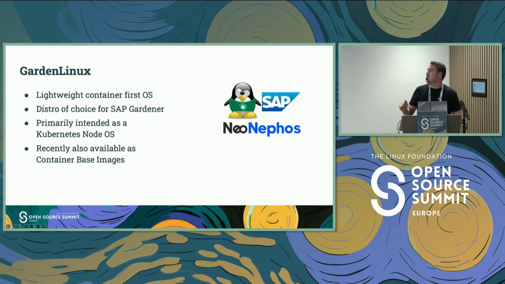So I just mentioned Garden Linux a second ago. For those of you that don't know that yet, that's our lightweight container-first open source distribution based on Debian. It's primarily intended as a Kubernetes Node OS, and it's the main distro of choice for SAP Gardener workloads. But since recently, we've also made it available as container-based images. And Garden Linux is also part of the NeoNephos Foundation. If you want to know more in general about NeoNephos, there's actually a panel discussion on that tomorrow, so I'd highly encourage you to go and check that out as well.